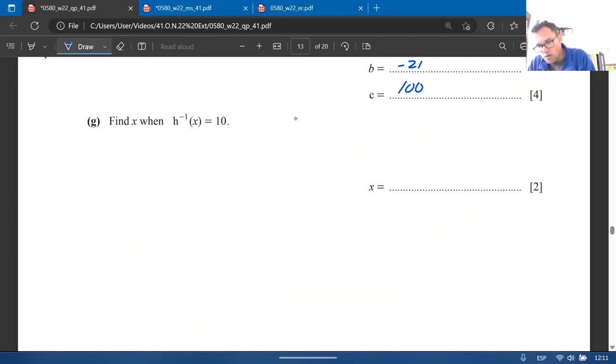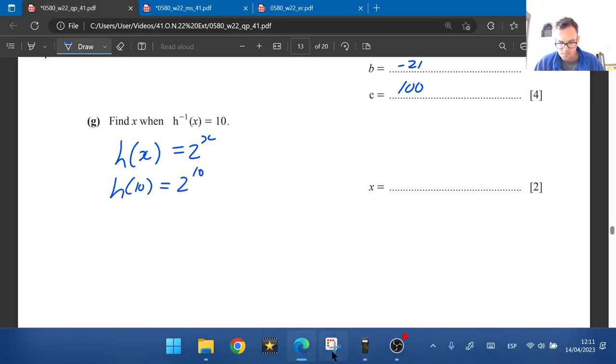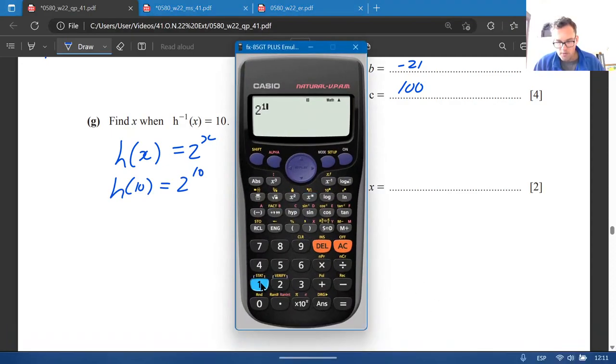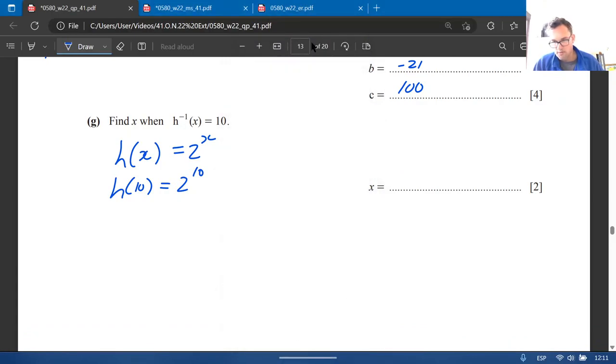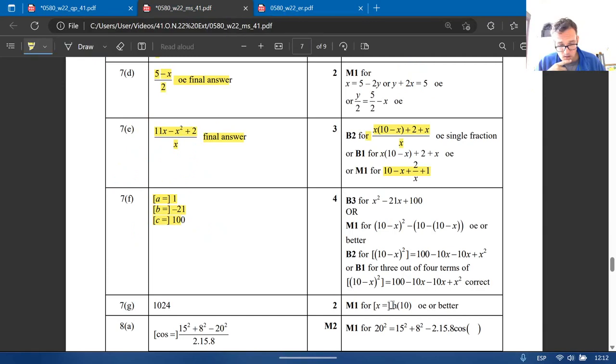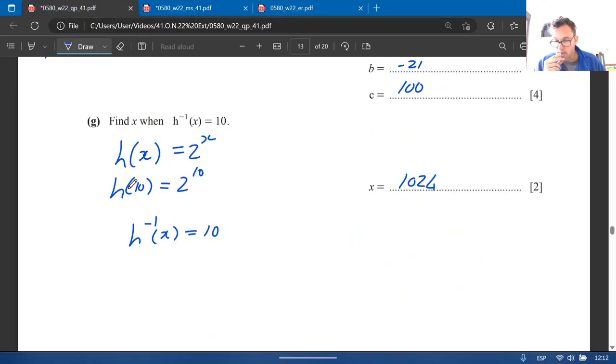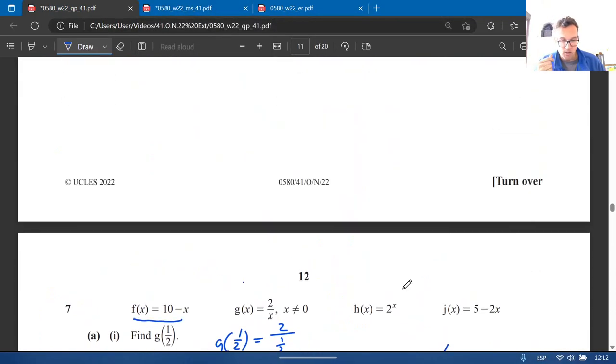function. So if h of x is 2 to the power of x, put 10 in there, 2 to the power of 10. Okay, 2 to the power of 10, of course, being 1024. So that means the inverse of that to equal 10 would be 1024, because you're doing the opposite without using logarithms. And that's what the mark scheme also shows. You actually get a mark for substituting the 10 in there. And this is the best way to find the inverse of an exponential function like this one.